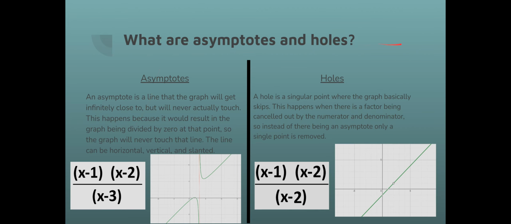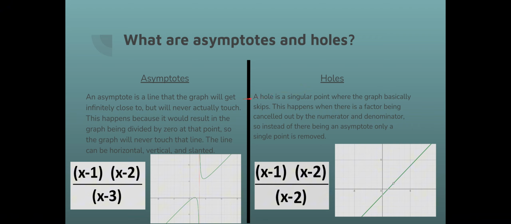So what are asymptotes and holes? An asymptote is a line that the graph will get infinitely close to but will never actually touch. This happens because it would result in the graph being divided by 0 at that point, so the graph will never touch that line. The graph can be horizontal, vertical, and slanted. As seen right here, the line is at x equals 3, because if x equals 3, 3 minus 3 is 0, the denominator would be 0, and that's undefined.